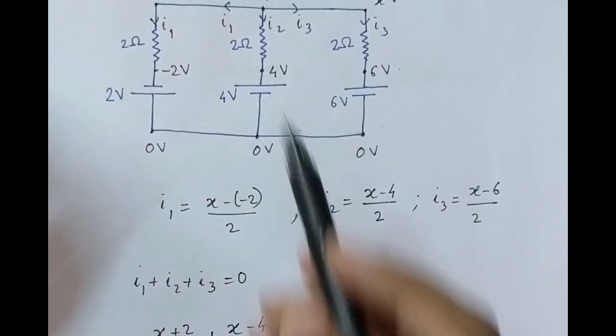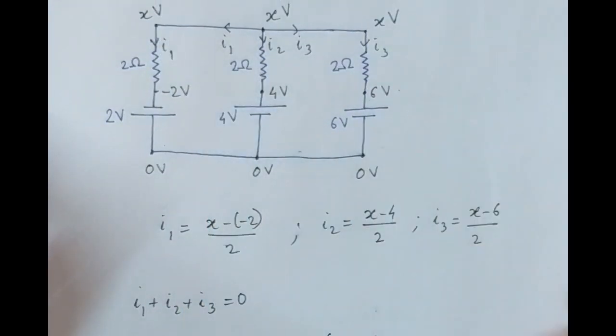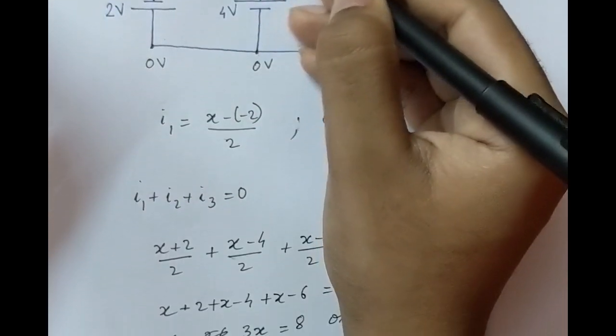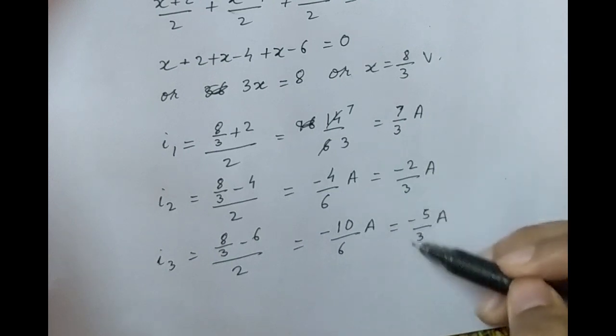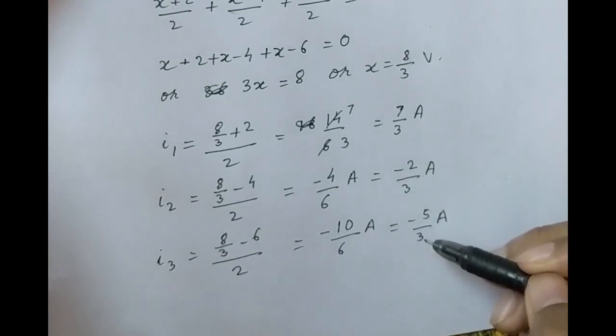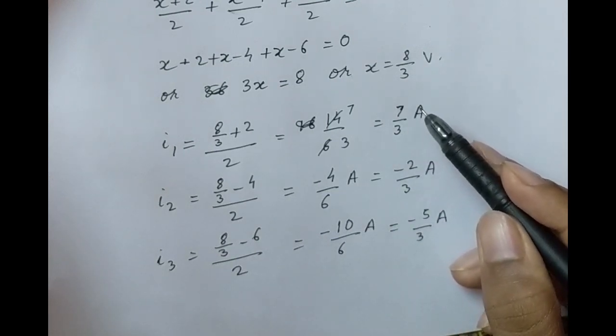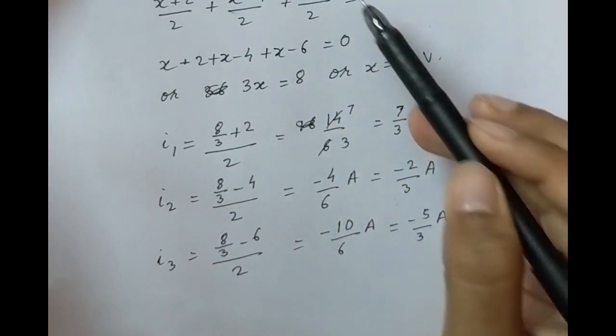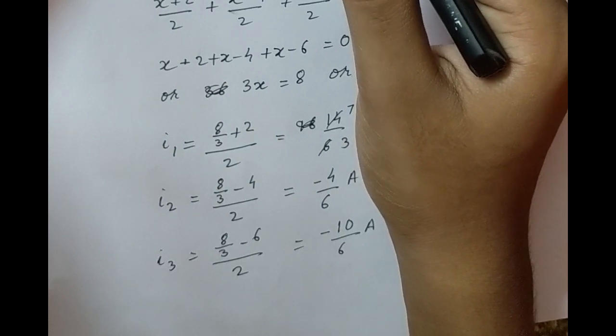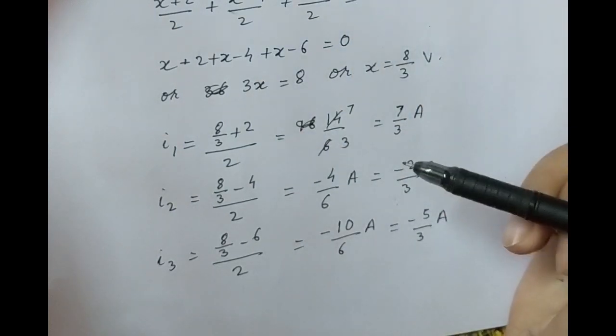I1, since it came positive, so I1 flows in the left, but I2 and I3 came as negative. That means they flow in the reverse direction to what I have taken them. And you can see that minus 2 by 3 and minus 5 by 3, if you add them up, you get this quantity in reverse. So this is how you find for sums like this. You first need to find the potential of the unknown points, then you can proceed in the same way.